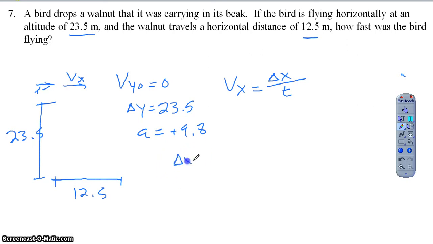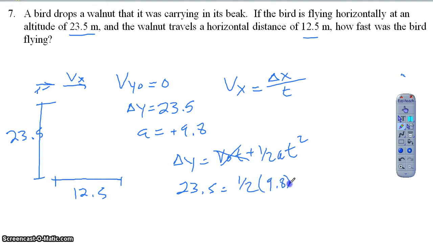Well, if I jump to delta y equals v sub 0 t plus 1/2 a t squared, again, the important piece is my initial velocity is 0, so 23.5 equals 1/2 times my acceleration of 9.8 times t squared. Then just solving for t the rest of the way, I should find t to be about 2.19 seconds, I believe. So that's what I calculated for this.